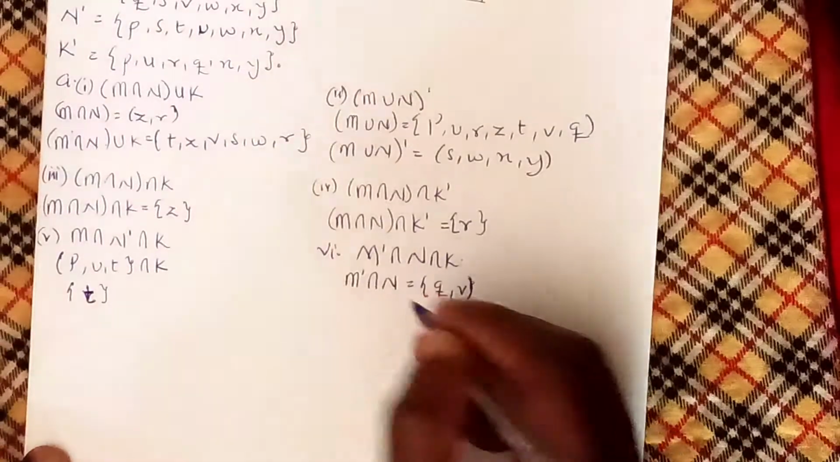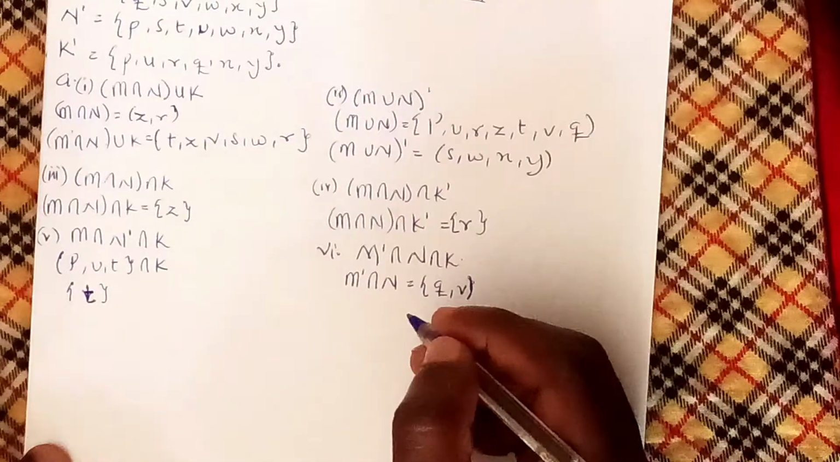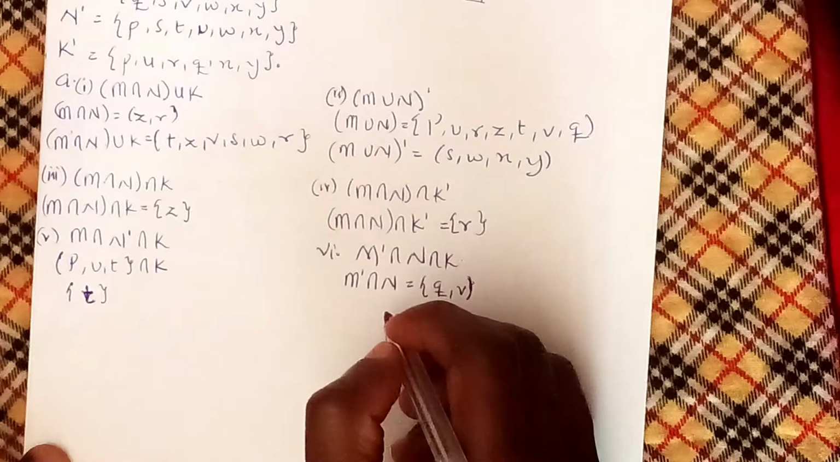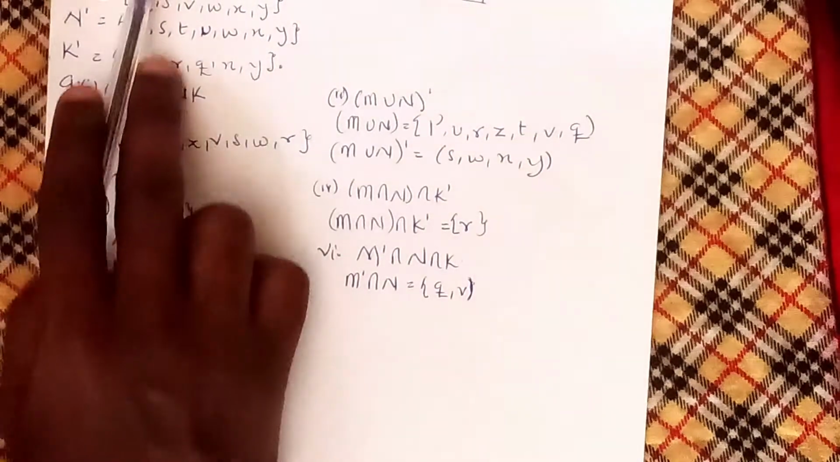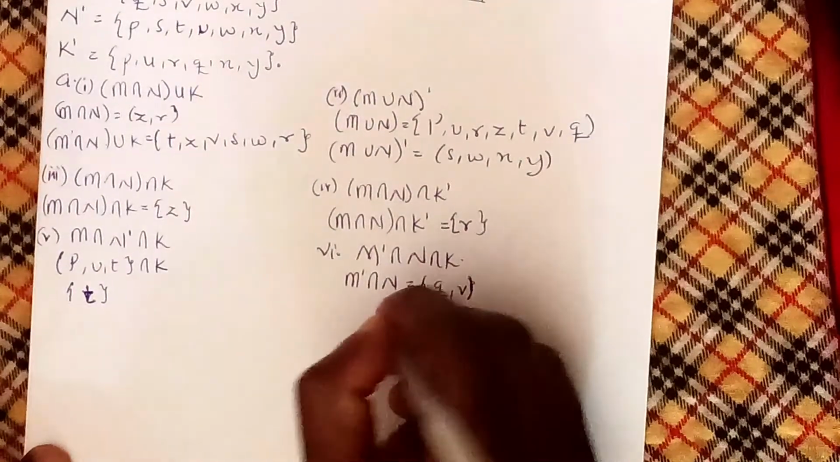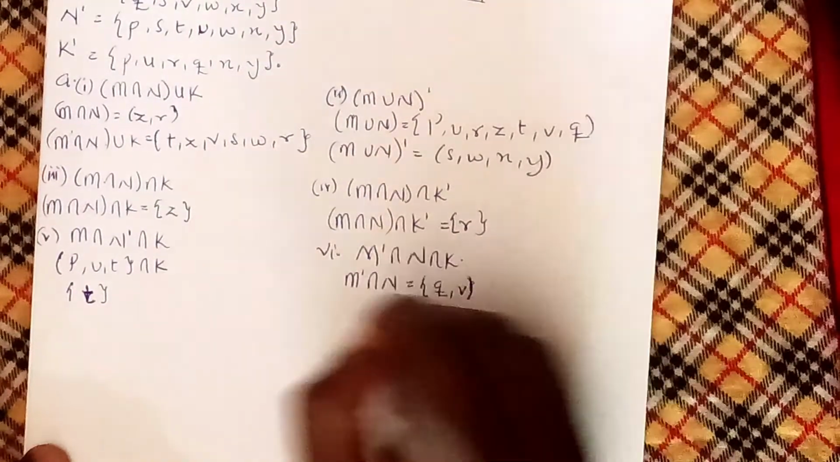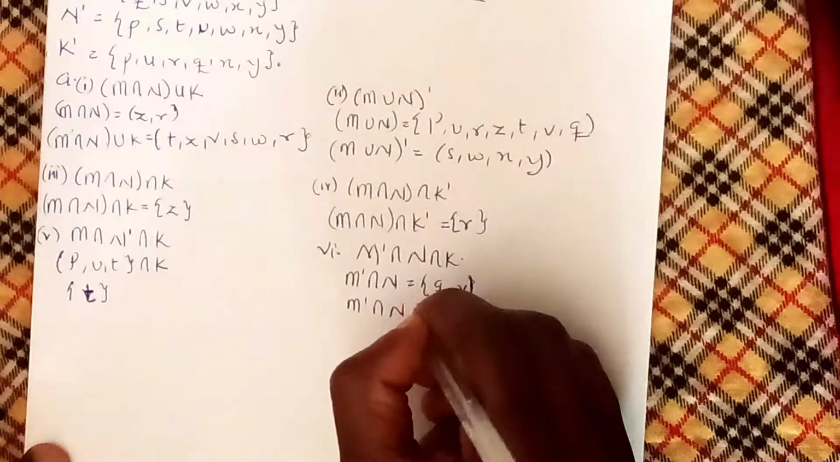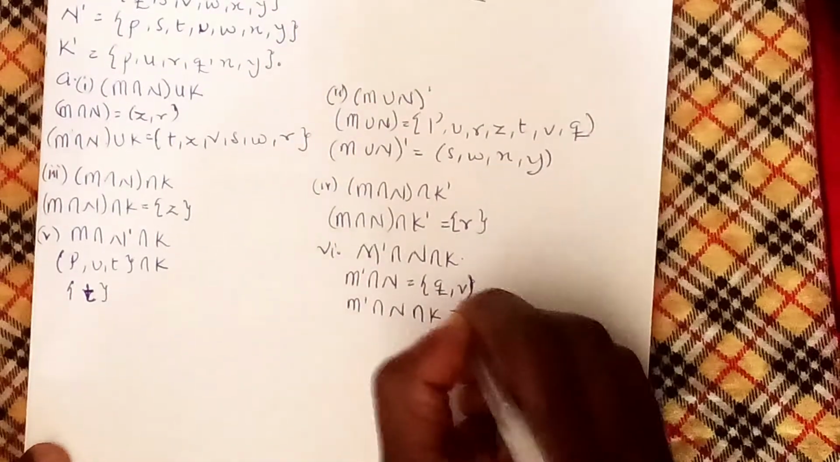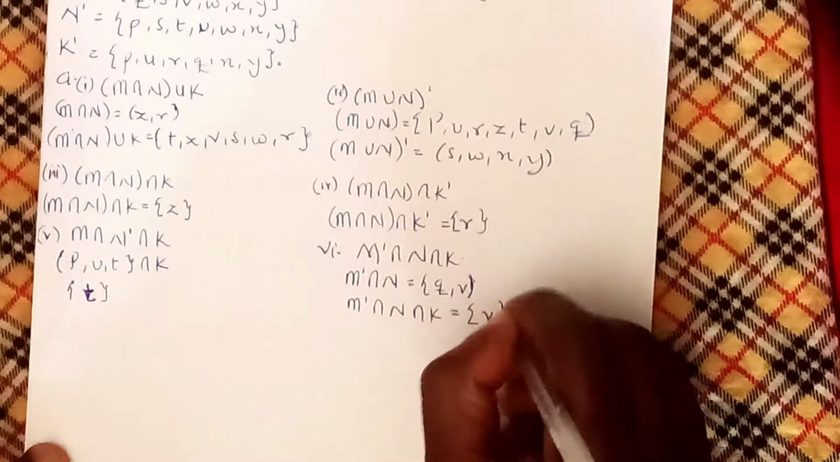So now we intersect the Q and Venn with K. If we intersect the Q and Venn with K, the only value we are going to have here is a Venn, since that's the intersection side. So we have M prime intersection N intersection K is equal to Venn.